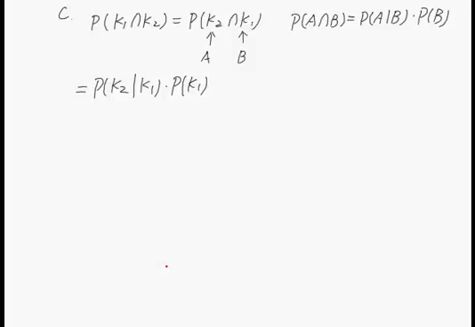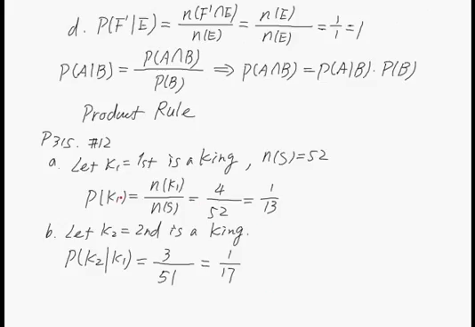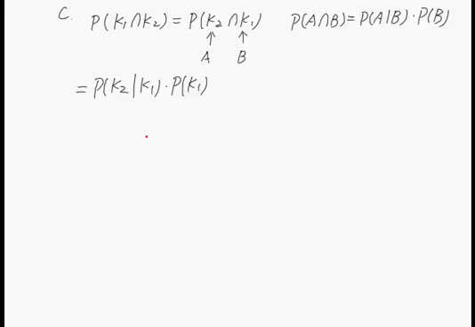And we already found these two probabilities in part A and part B. P of K1 is 1 over 13. P of K2 given that K1 is 1 over 17. So now the first one is 1 over 17 and the second one is 1 over 13. And you multiply them, you have 1 over 221. And this is approximately equal to 0.0045.